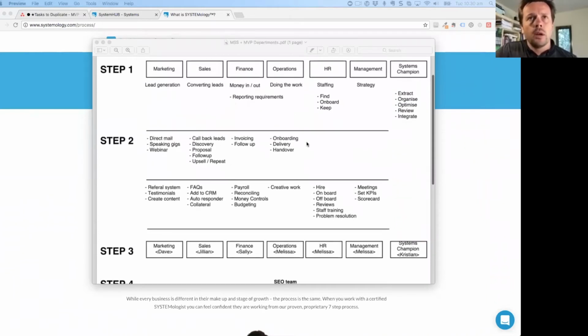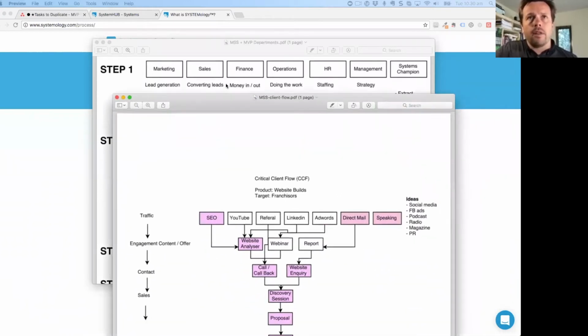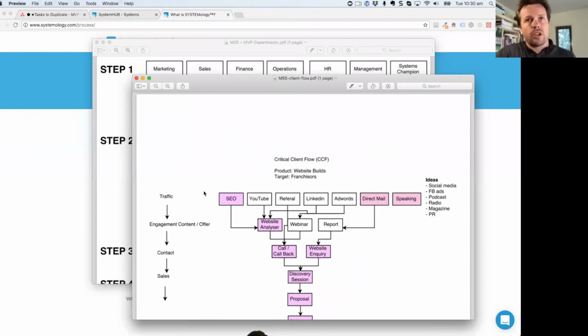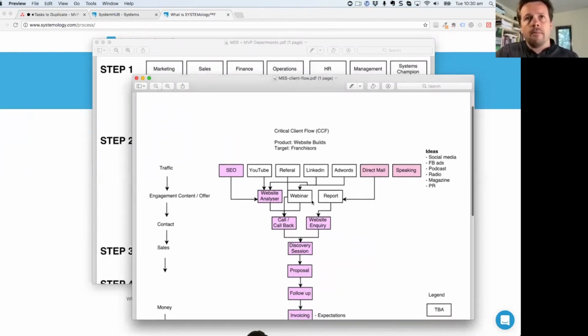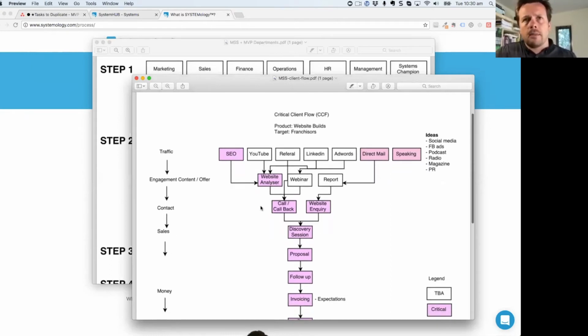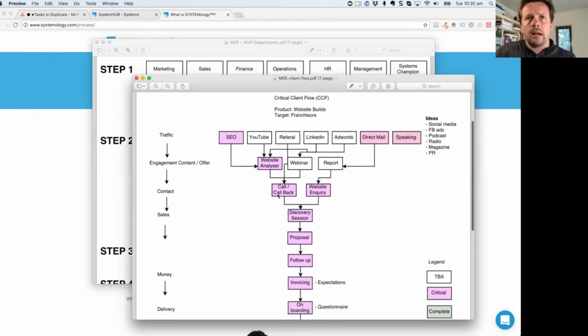Step number 2 then is you start to allocate from your critical client flow into those departments. So traffic, well, that's about sales and marketing. That's getting the word out. Your engagement, whether that's a piece of content or a webinar or some sort of quote calculator, that's all sales and marketing. Then you've got contact. That's kind of when you first start to chat with someone. That's not even getting to the sales yet. That could fall into your sales and marketing.